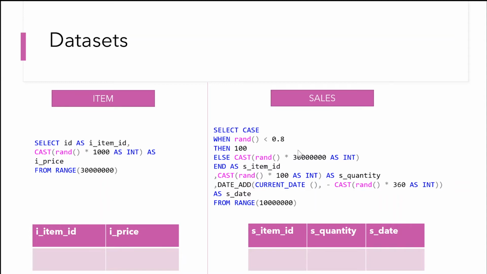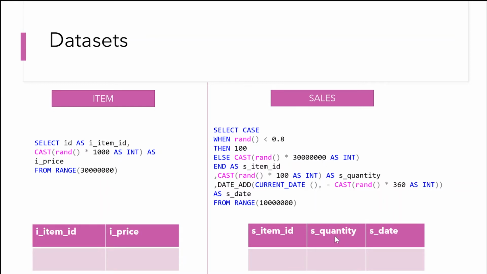Coming to the sales dataset, there are three columns in the sales dataset. Item ID, which is the column which we use to join with the left table, and quantity, the quantity of that particular item, and the date of that purchase, date of sale of that item. In the first column, the values are in the range of 30 million, and there is a skew in this data set. A lot of values are generated with the value of 100. So this ID column will have a lot of values with 100, and it is in a range of 30 million.